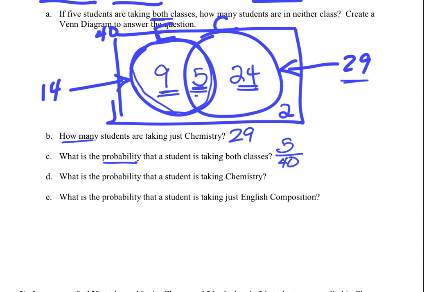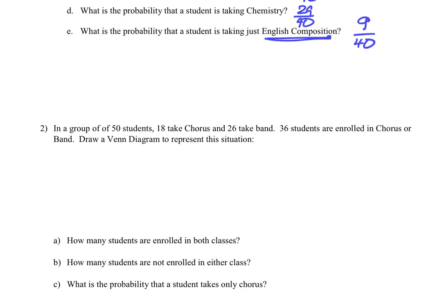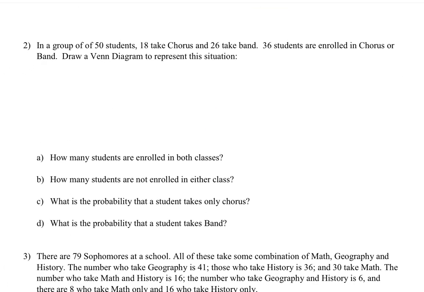What is the probability that a student is taking chemistry? We know it was 29, we answered that already, so it's 29 out of 40. What is the probability that a student is taking just English composition, meaning they're not taking chemistry? That how-many answer is 9, so the how many, divided by the total number of people. So that's probability and Venn diagrams. We'll talk about this one real quick.